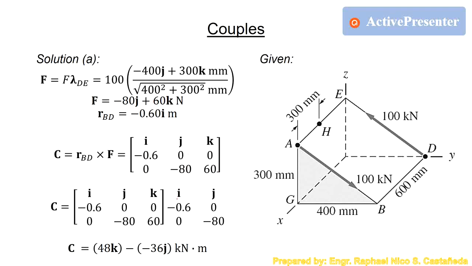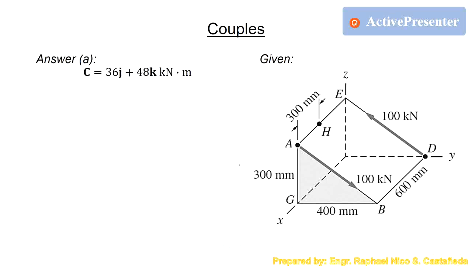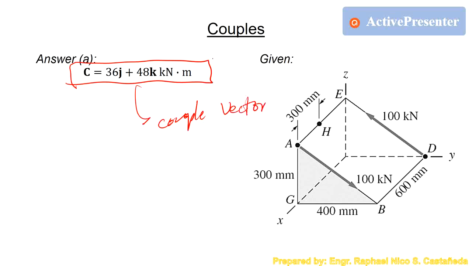Preparing for the basket method, we have 0, 0, and this one right here is 48K. So this is 0 and 0. This is 48K. Then minus 0, 0, and this one is negative 36J. So this is 0 and 0. So this is the answer. If we simplify that, we will have 36J plus 48K. That will be the final answer. That is the corresponding couple vector, basically the vector form of the couple.